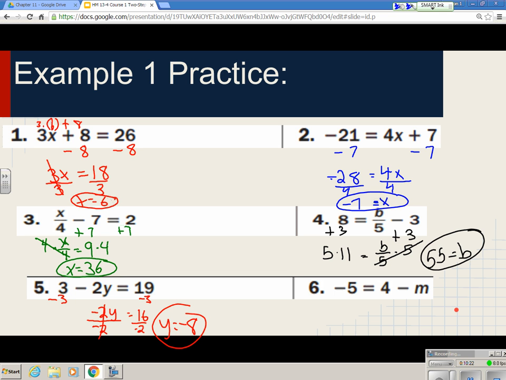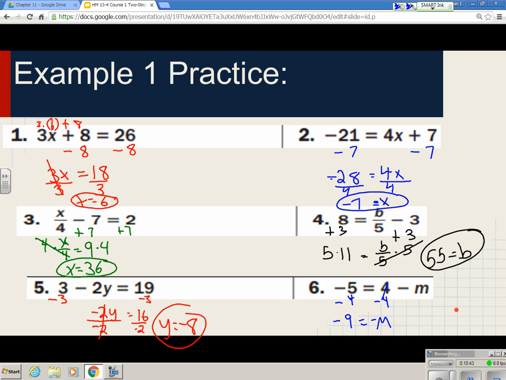And finally, number 6. Let's see how you did here. So this one was a little tricky, so I hope you pay attention here. We have to get rid of a positive 4 to the other side, so we subtract 4. When we do minus 5, negative 5 minus 4, we get negative 9. Okay? Over here, those are gone. We're left with negative m.